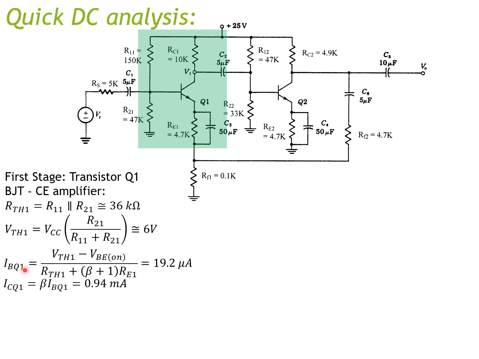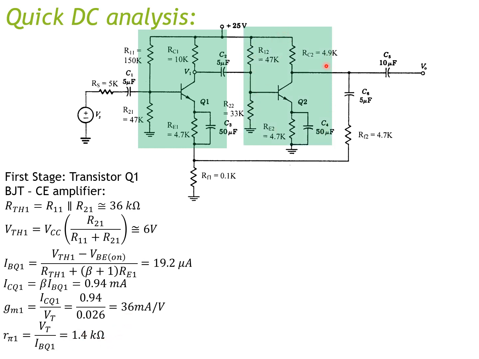Now, since you already know the quiescent base current, you can easily calculate the quiescent collector current by multiplying the base current by beta. Then you're gonna have 0.94 milliamperes. Now you can find the transconductance GM1 to be equal to 0.94 over 0.026, and that's equal to 36 milliamps per volt. Likewise, you can calculate your R-pi by using VT, and VT is always 0.026 at room temperature. Divide that by IBQ1, and you're gonna have 1.4 kilo ohms.